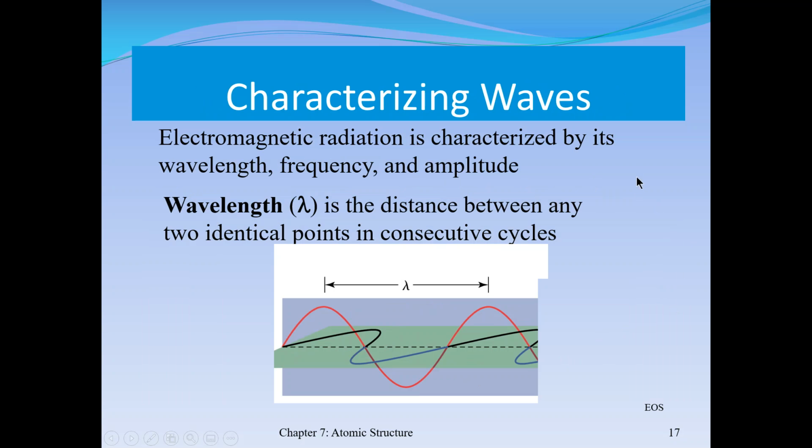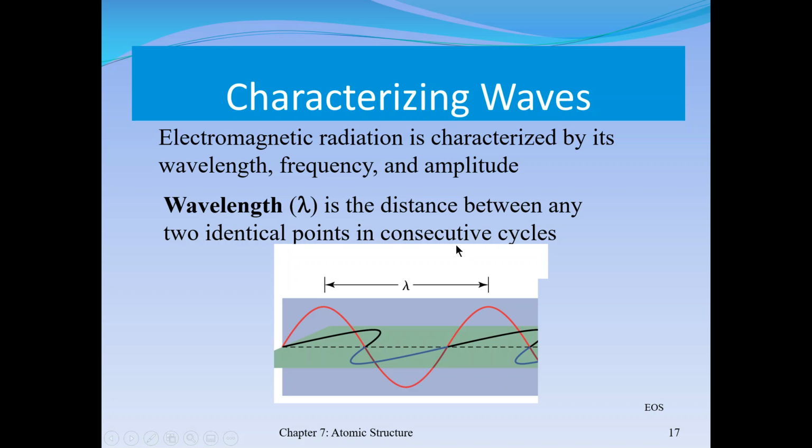Now, in terms of the characterization of waves, I talked about one of them before, and that is the depth of the trough or the height of the peak, and that is known as the amplitude. But before we get to that, I want to talk about what is known as the wavelength of a wave, including any form of electromagnetic radiation. And that is the distance between two successive peaks or two successive troughs, or as defined here, it is the distance between two identical points in consecutive cycles, all right? So this point here is identical to this point in consecutive cycles. So therefore, the distance here is called the wavelength.